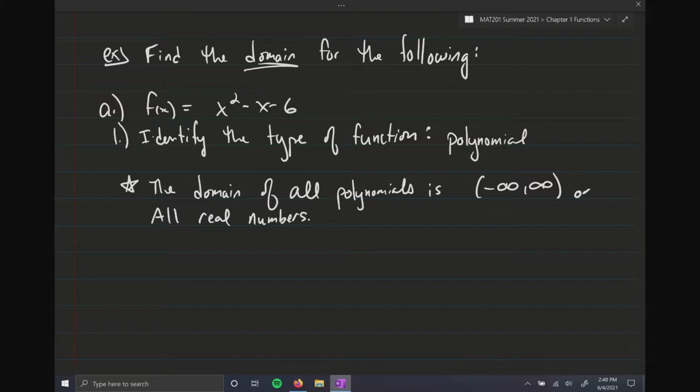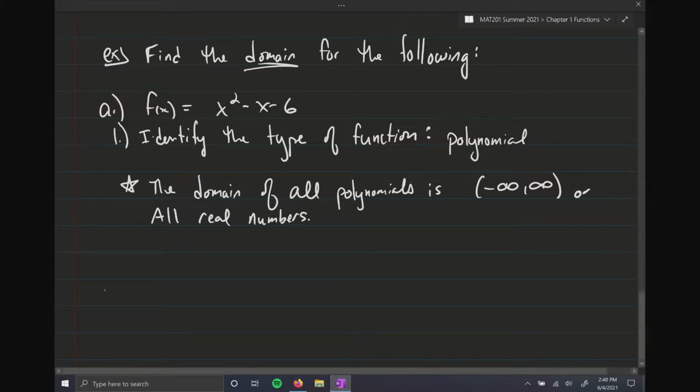The question becomes, all right, what if I don't have something like that? And that's going to be in part B. So we're going to extend our steps here. So step 1, identify the type of function. The first example was a polynomial. I didn't need anything else.